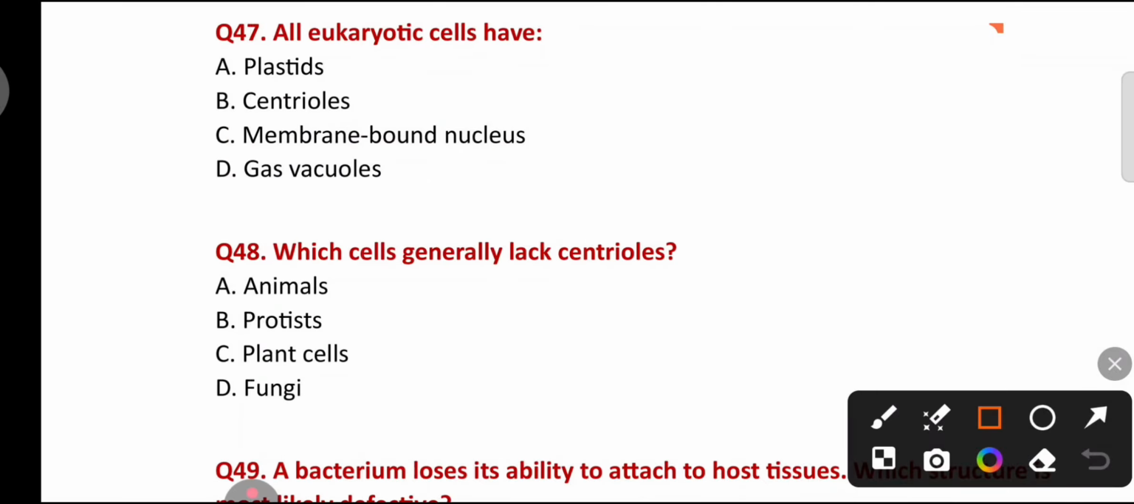All eukaryotic cells have plastids, centrioles, membrane-bound nucleus, gas vacuoles. All eukaryotic cells have a membrane-bound nucleus. Plastids are only present in plant cells, centrioles in animal cells, gas vacuoles only found in purple and blue-green bacteria. Which cells generally lack centrioles? Animals, protists, plant cells, fungi. Plant cells generally lack centrioles.